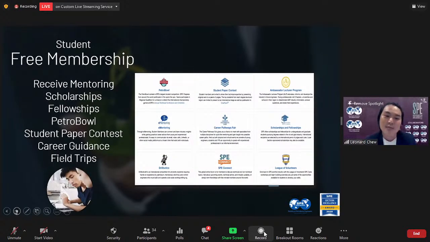So as I have explained earlier, this is how a free student membership looks like. We receive mentoring, and we open up opportunities for scholarship, fellowship, Petrobowl, student paper contests, career guidance, and also virtual field trips. All of this is free because it was waived by Chevron. It is only 10 USD and is waived by Chevron internationally. Moving on to the next slide.